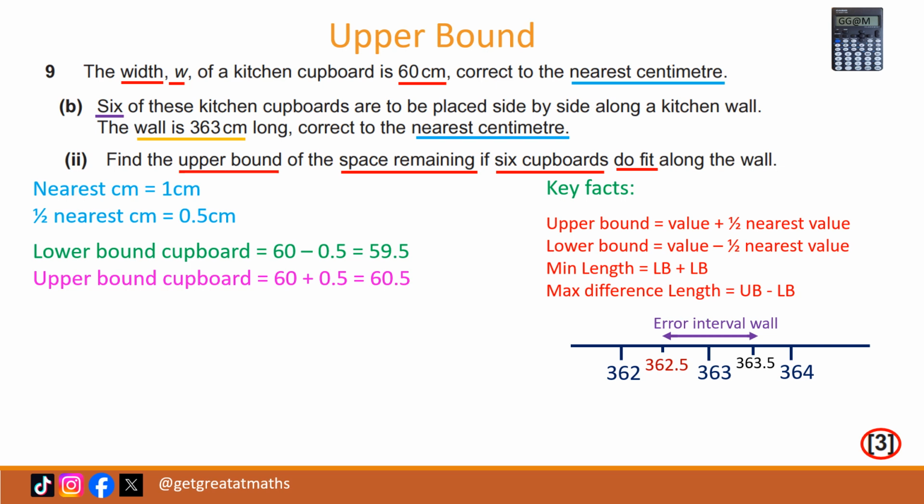We've been given already that to the nearest centimetre is 1 centimetre, and then half of that is 0.5. So we already know the lower bound of the cupboard, the upper bound of the cupboard, and the error interval for the wall, so this is the lower bound of the wall and this is the upper bound of the wall. You're going to need to use all these facts in order to answer this question and find the upper bound of the space remaining. Press pause, have a go at the answer, press play when you're ready to hear the answer.